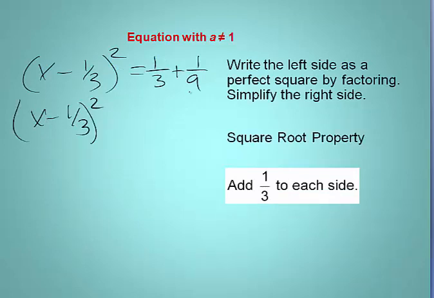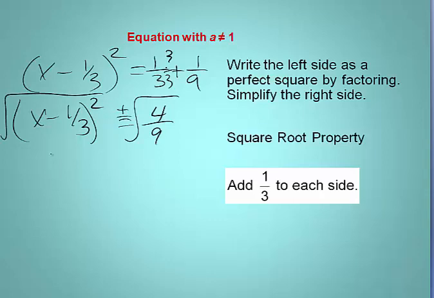We need a common denominator on the right-hand side, so we'll multiply this by 3/3. So we end up getting 4/9. Then we use our square root property. And we add the 1/3 over.